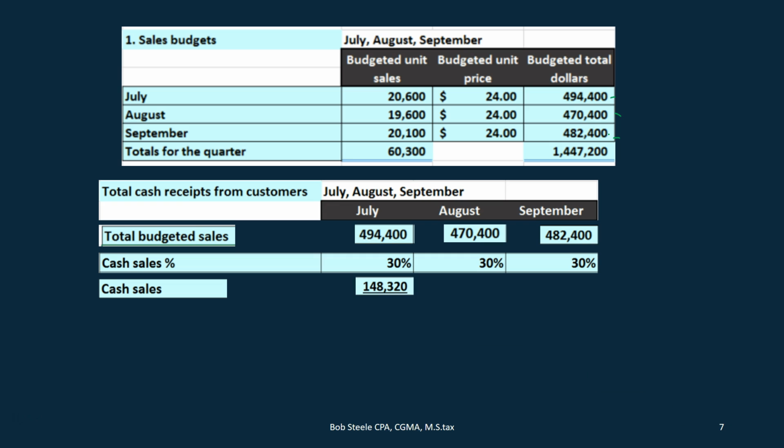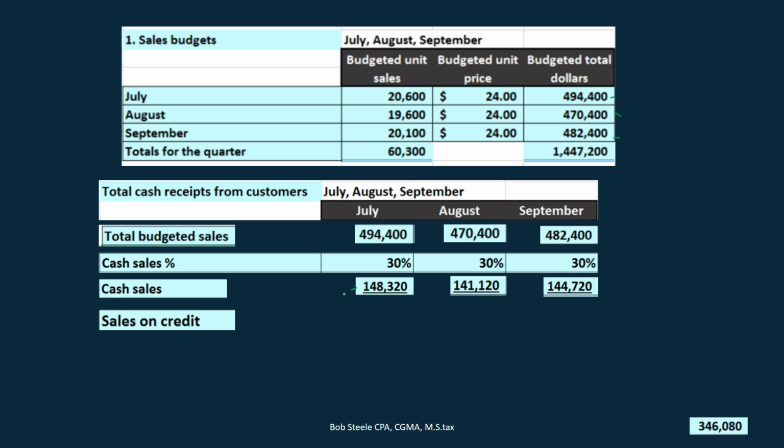So we're going to say that the cash sales are 148,320, which is of course the 494,400 times 30%. We have the 141,120 and the 144,720. So these are going to be the cash that's received for the sales made in July. So that's what we have at this point.